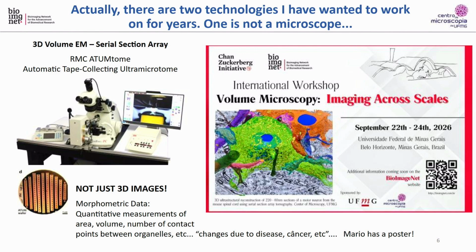The point I want to make here is that this is still in the initial phases. You can collect all this data and you get great images, but the big thing for me is you can do volumetric analysis. How much volume, how much area do you have for mitochondria? What does that change in Alzheimer's, in Parkinson's? With any tissue you pick, you can start looking at all sorts of morphometric data. Again, Mario has a poster on this, and we can discuss more.